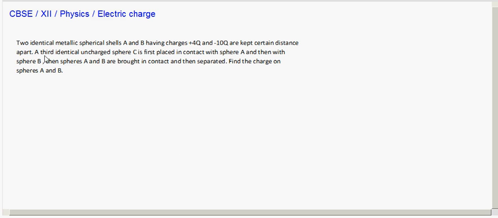A third identical uncharged sphere C is first placed in contact with sphere A and then with sphere B. Then spheres A and B are brought in contact and then separated. Find the charge on spheres A and B. We'll try to solve this.